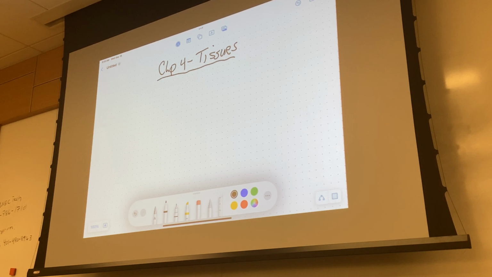There's four tissues that we're gonna talk about. I label them 1, 2, 3, and 4. I'm gonna put 2 in red and 2 in blue. The 2 in blue, if you go to the lecture notes.